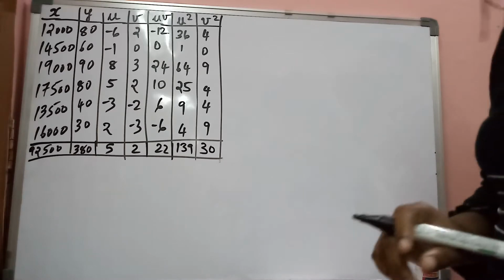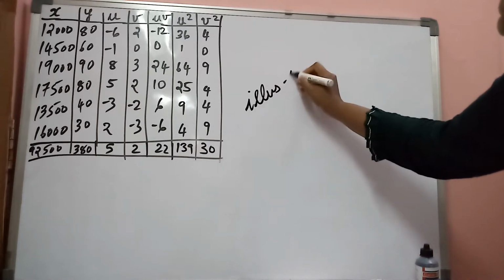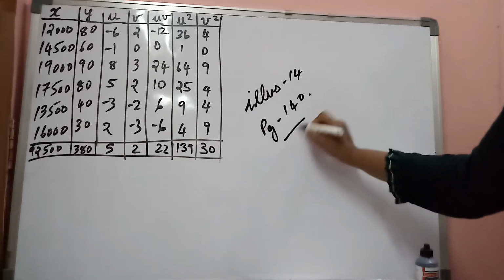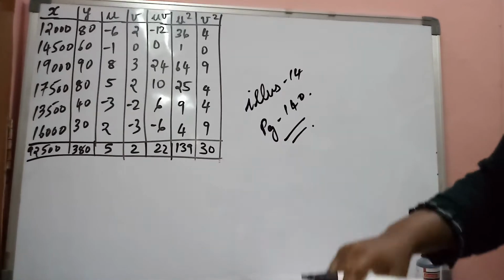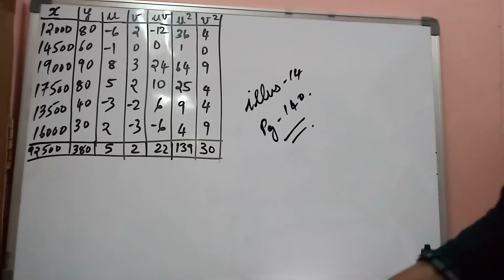So students, now let us come to illustration number 14, that is on your page number 140 of your textbook. So you can read the question from there, from your textbook. So you have to open your textbook. So I am reading out the question.